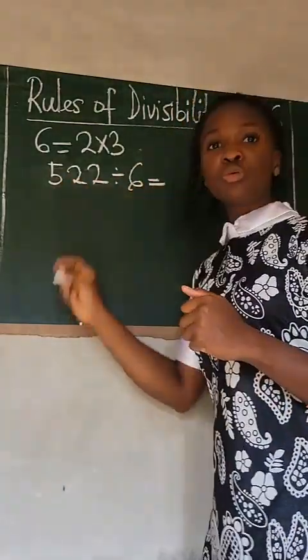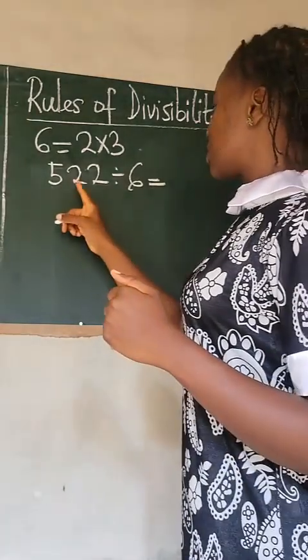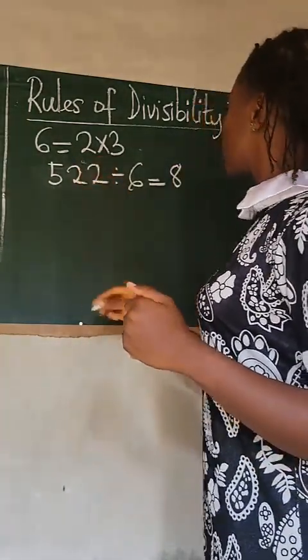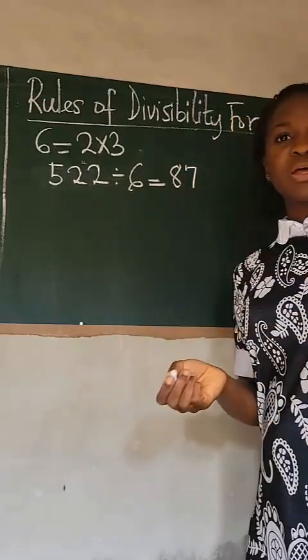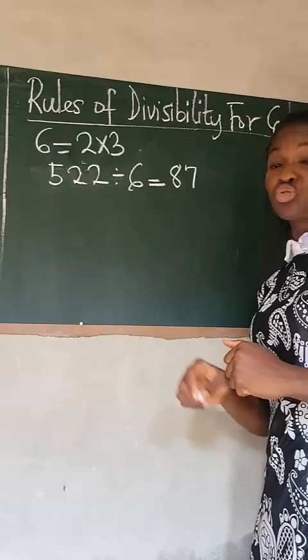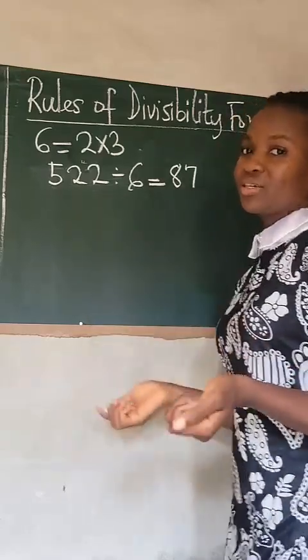6 in 52. 6 in 5, 6 in 52, that's 8. Remainder 4. So 6 in 42, you have 7. So, hence, this number is divisible. This number 522 is divisible by 6.